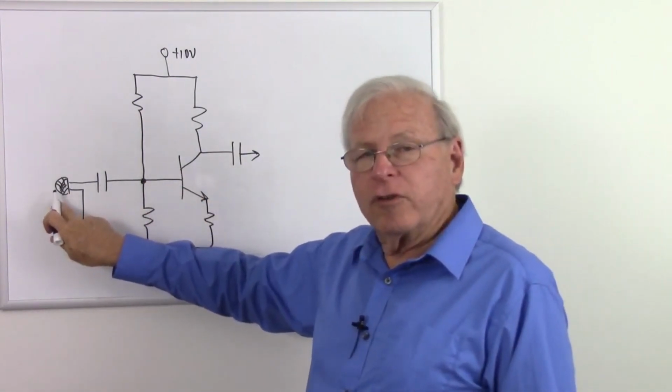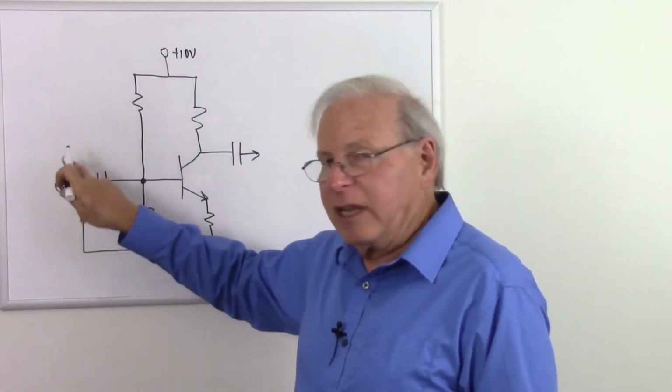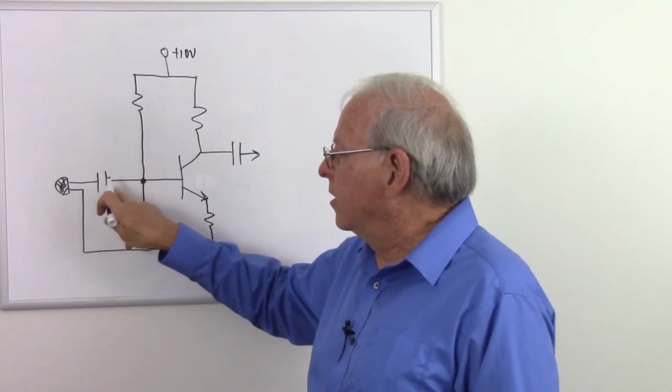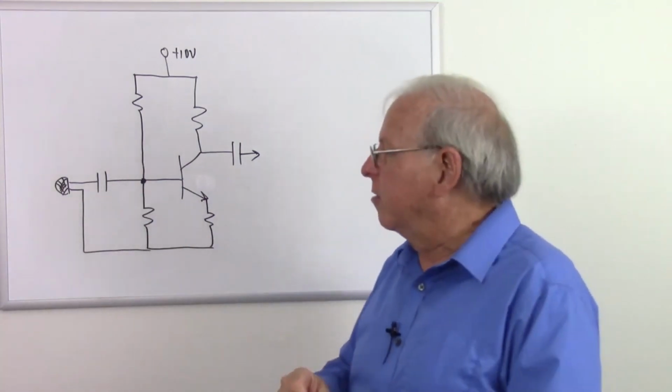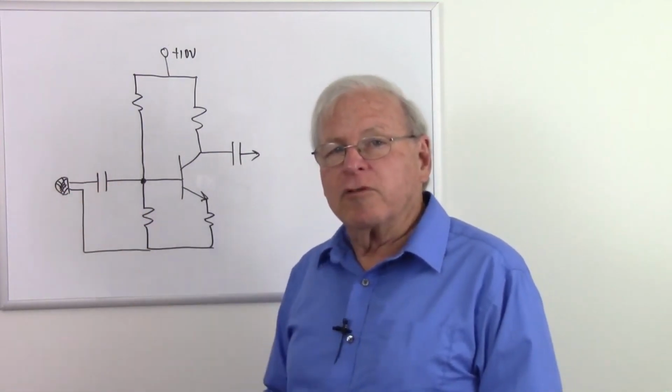The signal source, of course, is alternating current. Now, we do have DC amplifiers, but this would not work as a DC amplifier because of the coupling capacitor here and because of the basic design. But the microphone would produce alternating current.